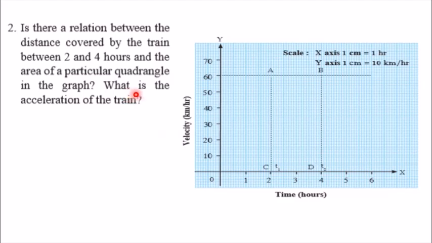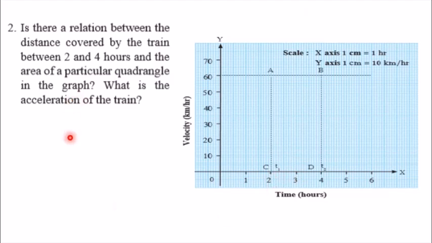Next, we also need to find the acceleration of the train between this time. So first, let's find the answer to the first question. Is there a relationship between the distance covered by the train between 2 and 4 hours and the area of the quadrangle? Earlier we found the distance covered by the train was 120 kilometers, and now we will find the area of the quadrangle.